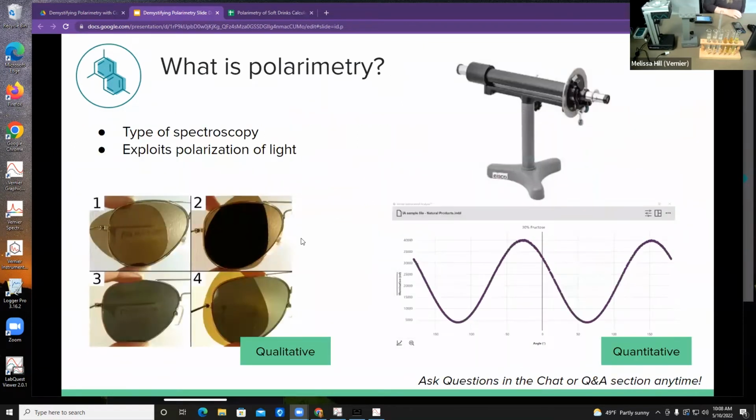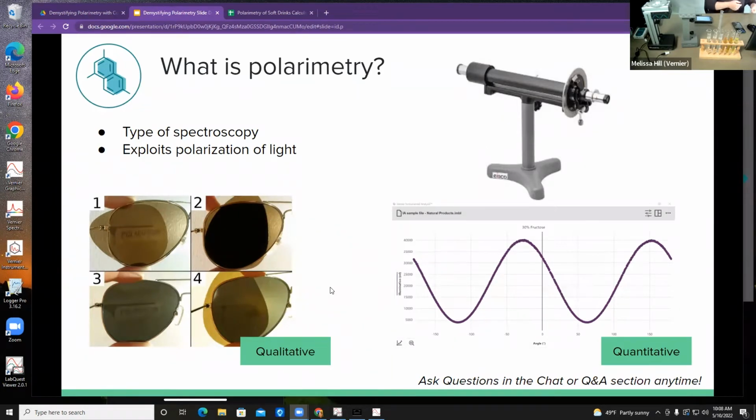So first off, what is polarimetry? It's just another type of spectroscopy. It looks at the different ways molecules interact with light, and it exploits the fact that light is polarized. A very common experiment we do with students to teach them about polarized light is sunglasses, right? You take polarized sunglasses and you hold one straight, and that only allows plane polarized light to go through.